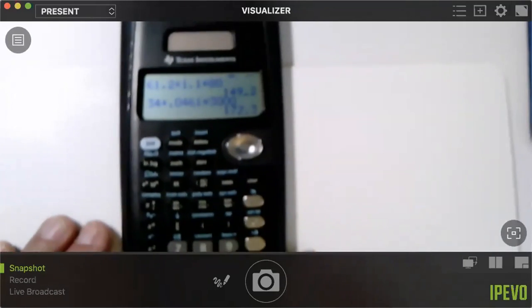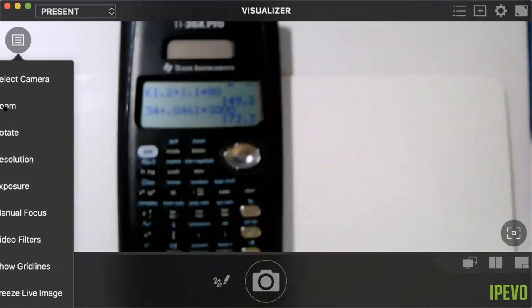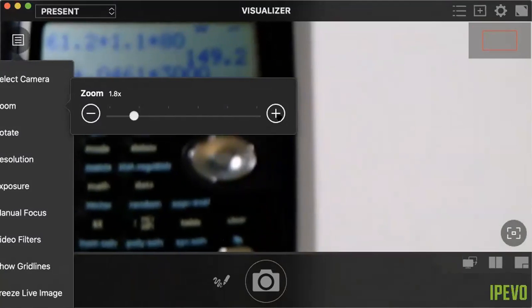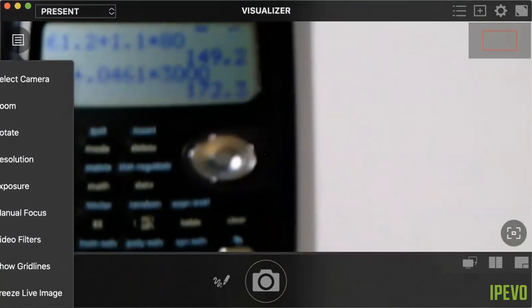And here's our result. Why it's a little fuzzy, I don't know. Well, I don't know if that helps or not.